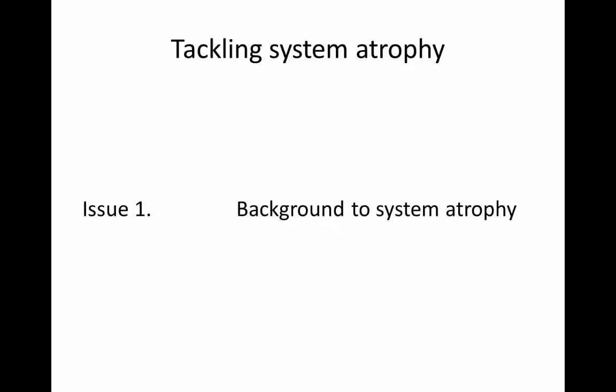Issue 1 relates to understanding the background to system atrophy. Ultimately, this stems from the organisation failing to maintain the system post-implementation. Organisations investing in training programs have been shown to have a higher than average retention of key employees. Issue 2 relates to preventing system atrophy.